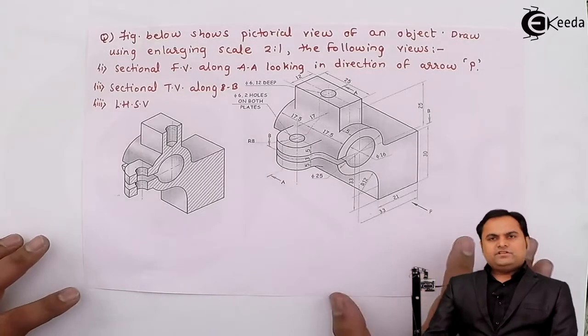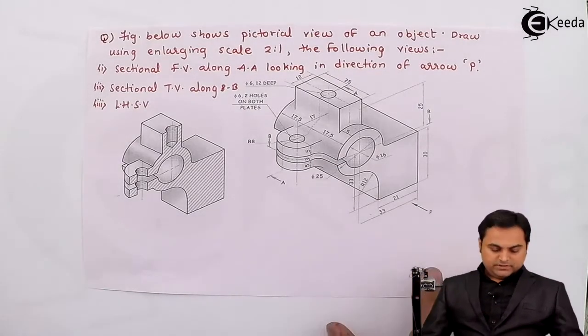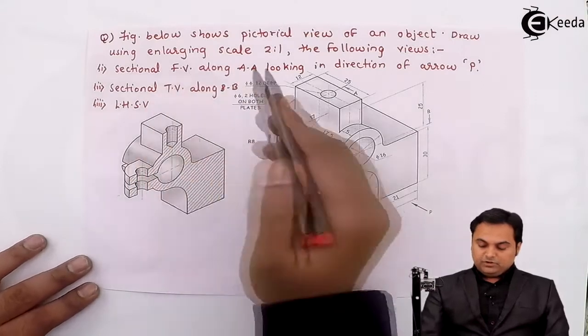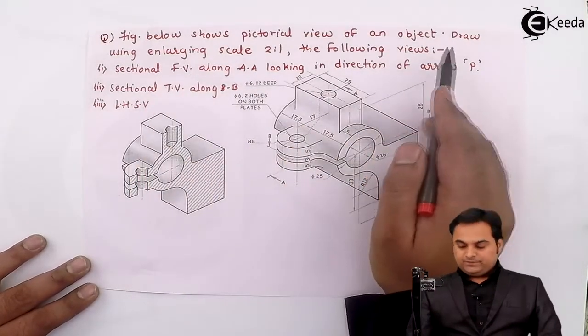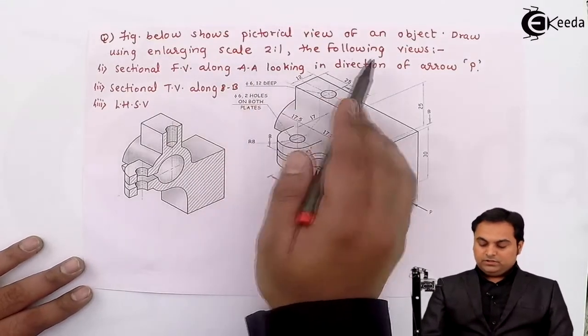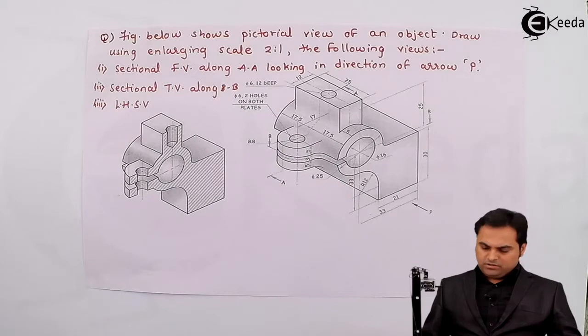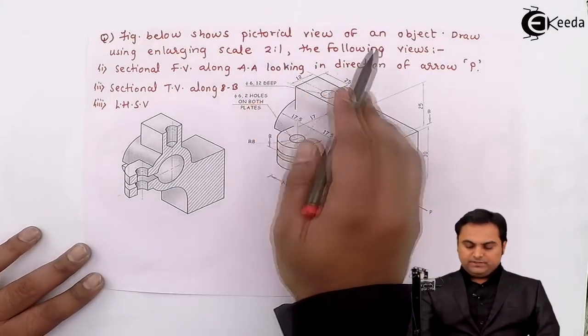Here in this video, we'll see a problem on sectional orthographic projections. For that, here is the question. It is given that the figure below shows a pictorial view of an object. Draw using enlarging scale, that is 2:1, the following views. It means we have to make the dimensions double because it is 2:1 scale.